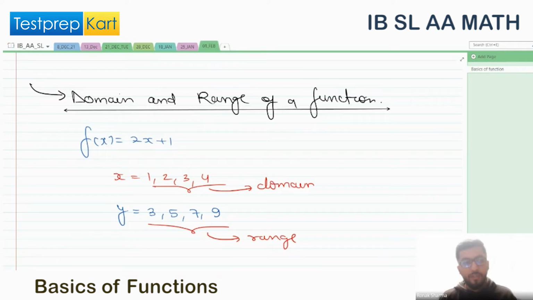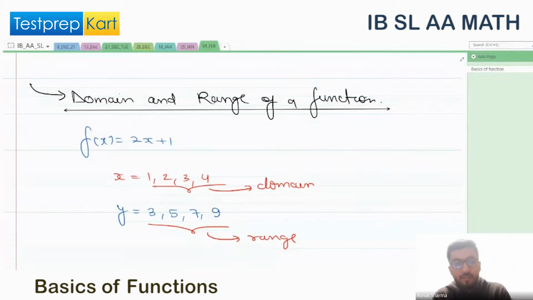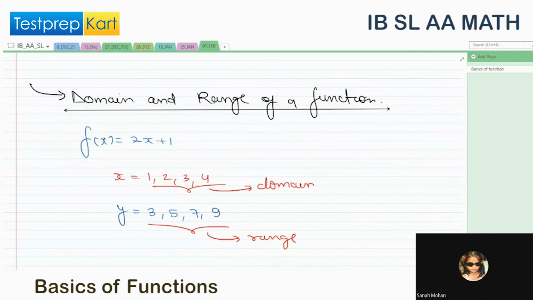Okay. So that is the point here, that domain is nothing but the set of values of x that we're putting in, and the outcome or the output that we're getting, or the value that we are getting for the function after putting the values that are coming from the domain. Okay. So we call that output what? Range. Got it? Clear?